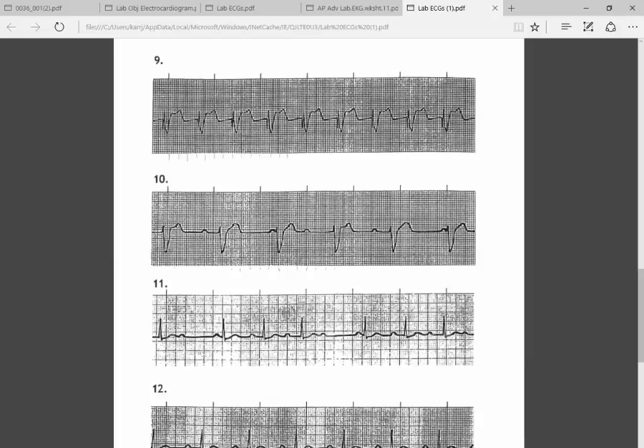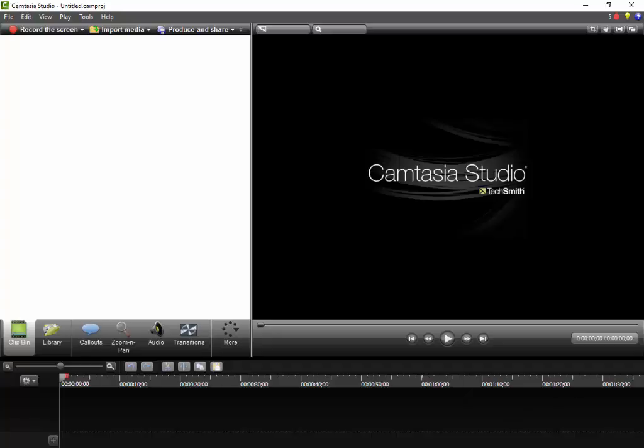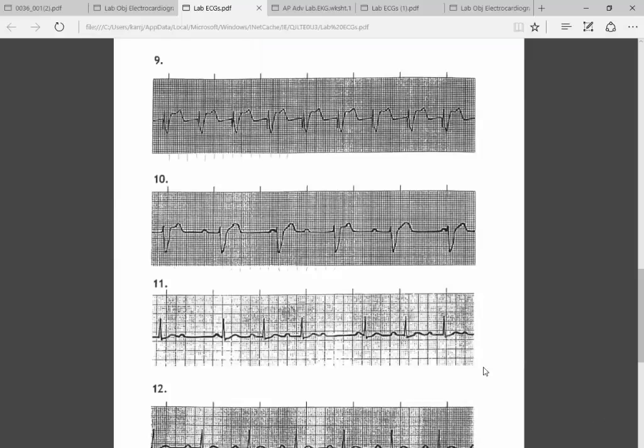Let's see, I want to take a look real quick. So third degree, you see a regular ventricular rhythm, but it has nothing to do with the P waves. The P waves and the QRS are doing two completely different things.